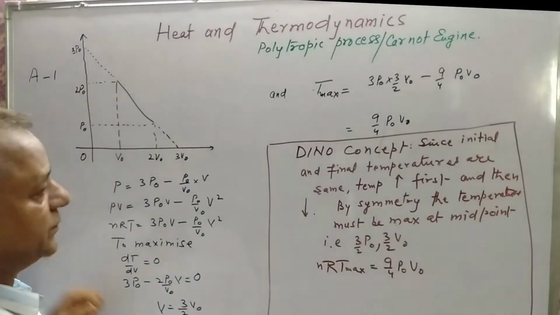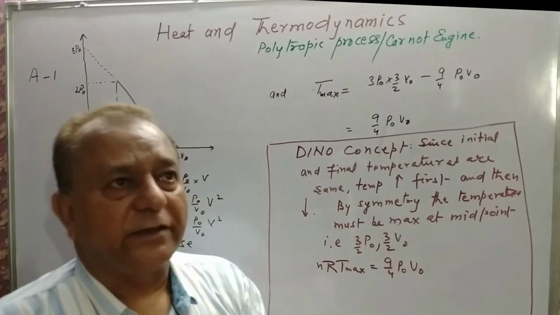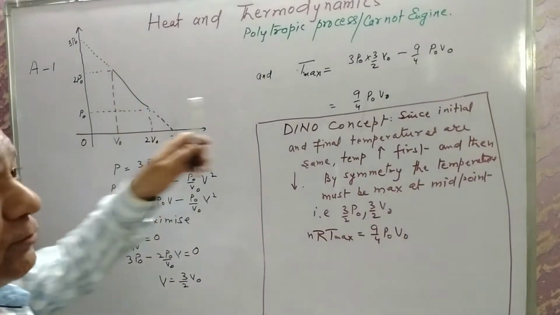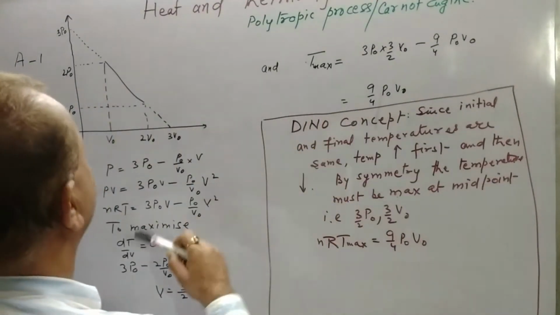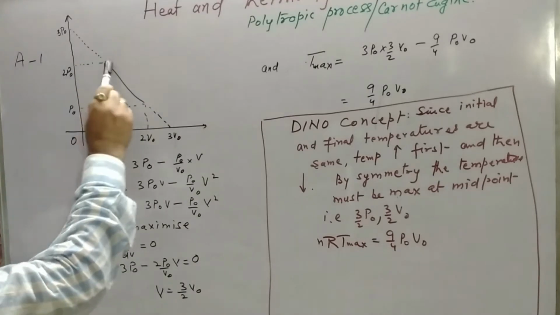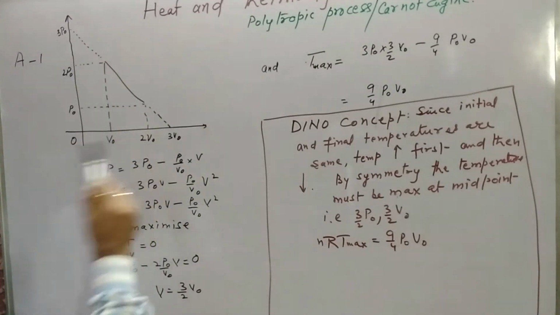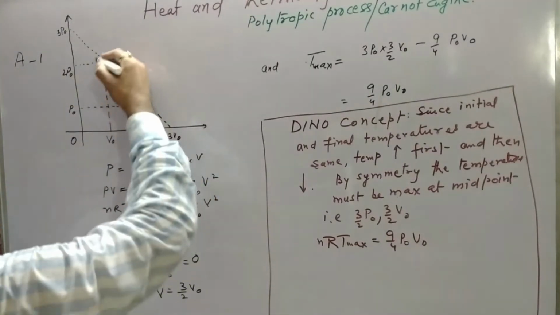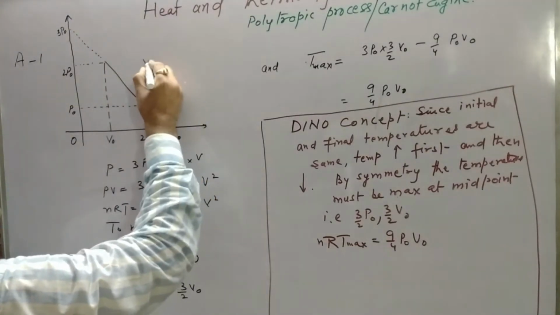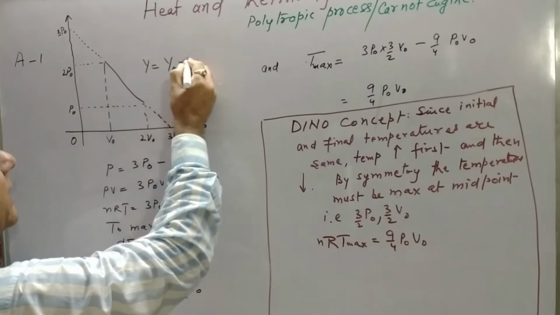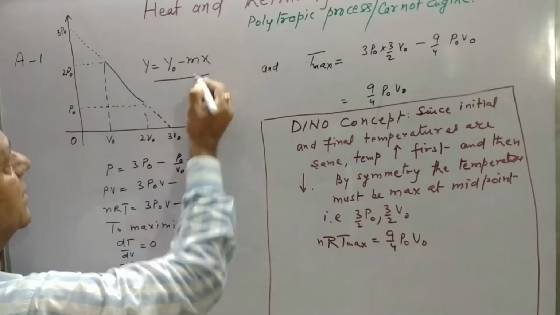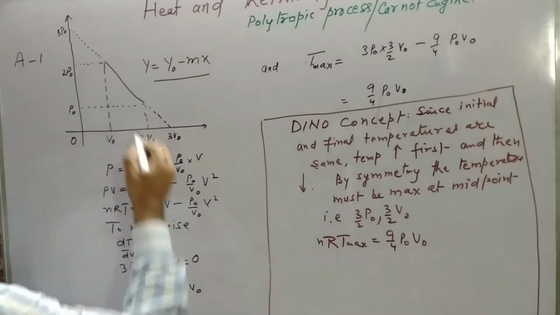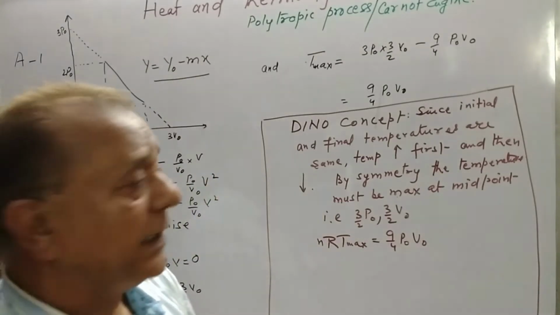Question number 1. This question appeared 2 years earlier and it took a lot of time. I will try to reduce the time using the Dino concept. The graph goes from 2P0 to P0, and V0 to 2V0, and if you slightly extend it, the equation becomes y = y0 - mx. So P = 3P0 minus slope, which was P0 by V0, into V.